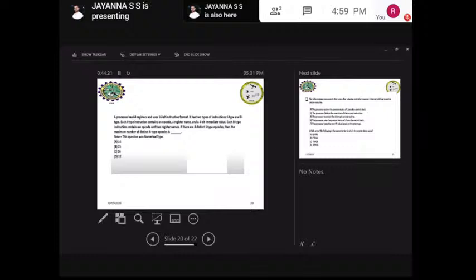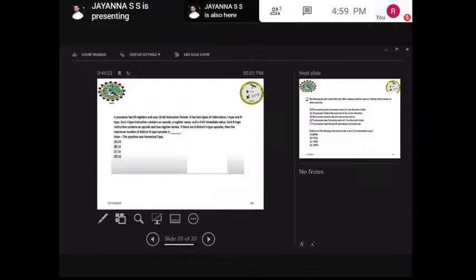So the next question is, a processor has 64 registers and uses a 16-bit instruction format. It has 2 types of instructions. One is I type and another one is R type. Each I type instruction contains an opcode, a register name, and a 4-bit immediate value. Each R type instruction contains an opcode and register names. If there are 8 distinct I type opcodes, then the maximum number of distinct R type opcodes is?